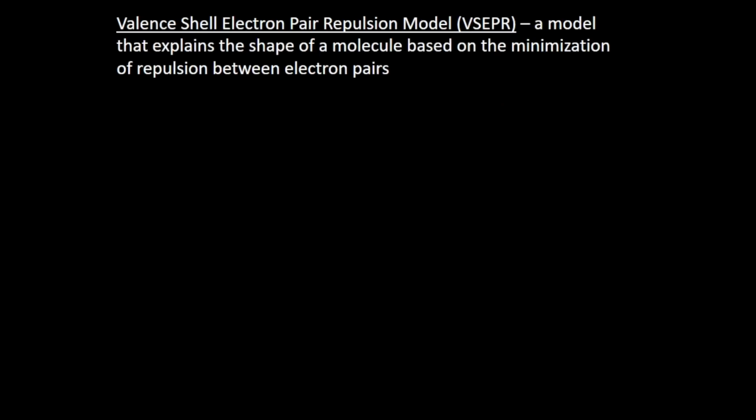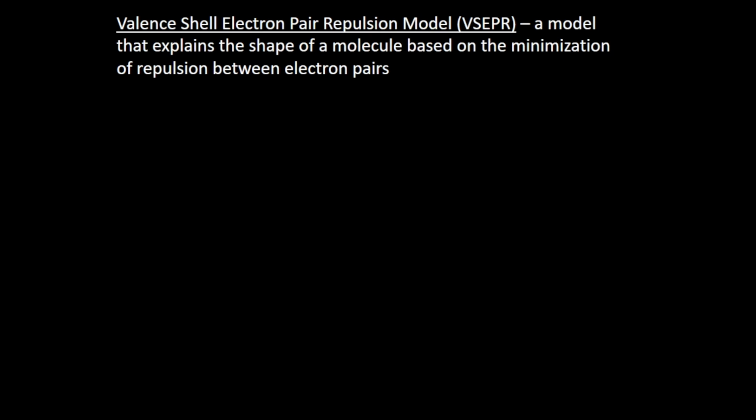Once we determine the Lewis structure of a molecule, we can also determine the shape of the molecule using valence shell electron pair repulsion theory, or VSEPR. In this model, the structure around a given atom is determined by minimizing repulsions between electron pairs. In other words, electrons want to get as far apart from each other as possible.